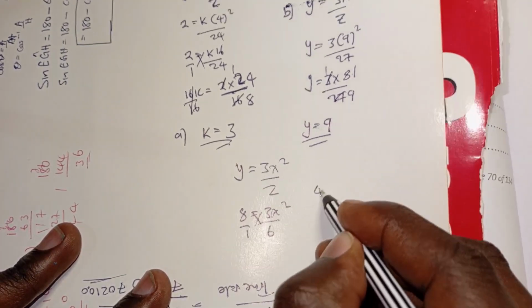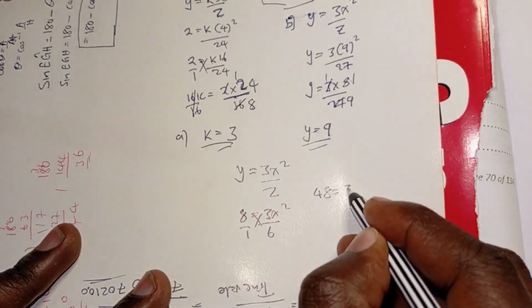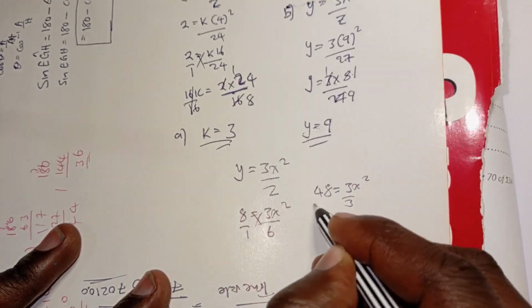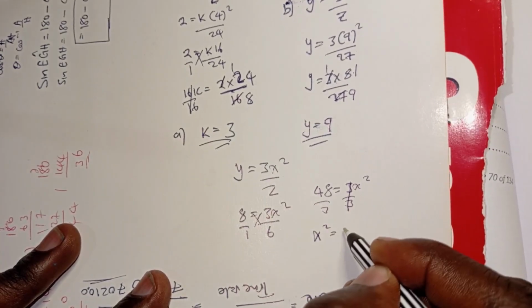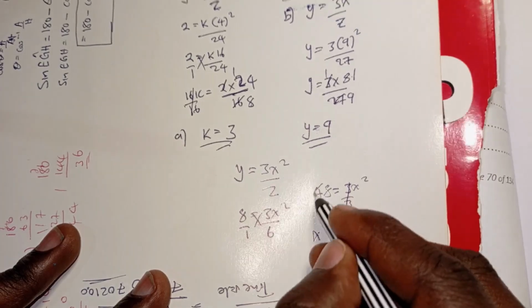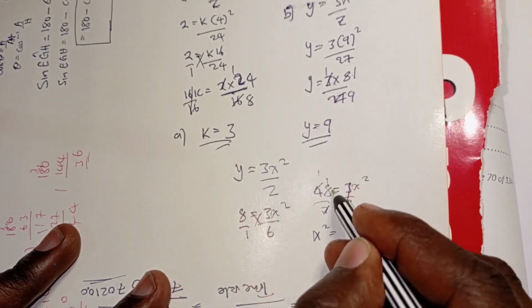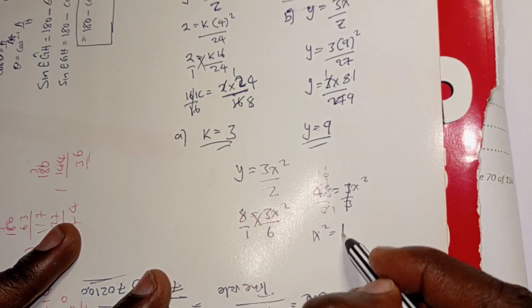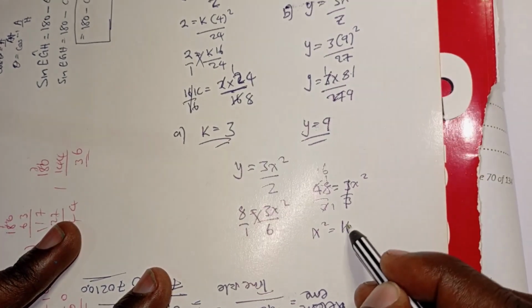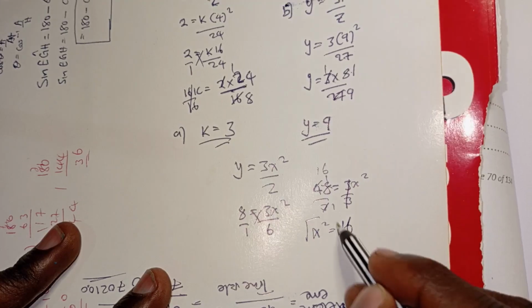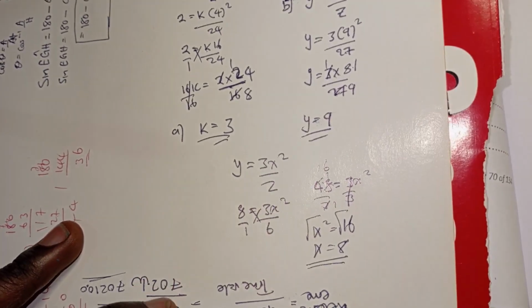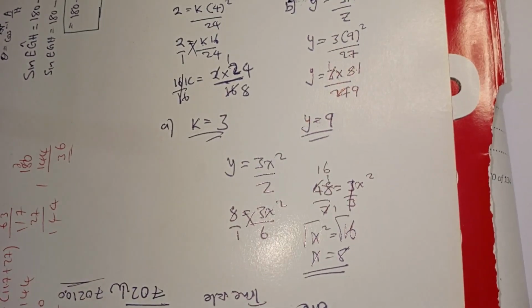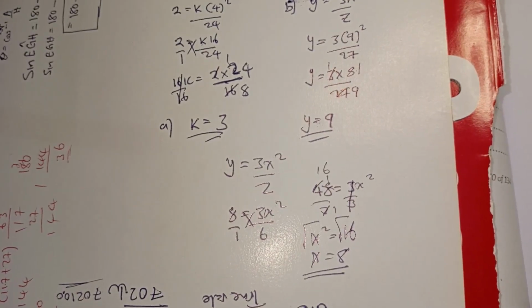So 48 is equal to 3x squared over 3. So x squared is equal to 16, since 3 into 48 is 16. Then you square root both sides. x is equal to what? 4. And you are good to go. Okay, we have solved this one.